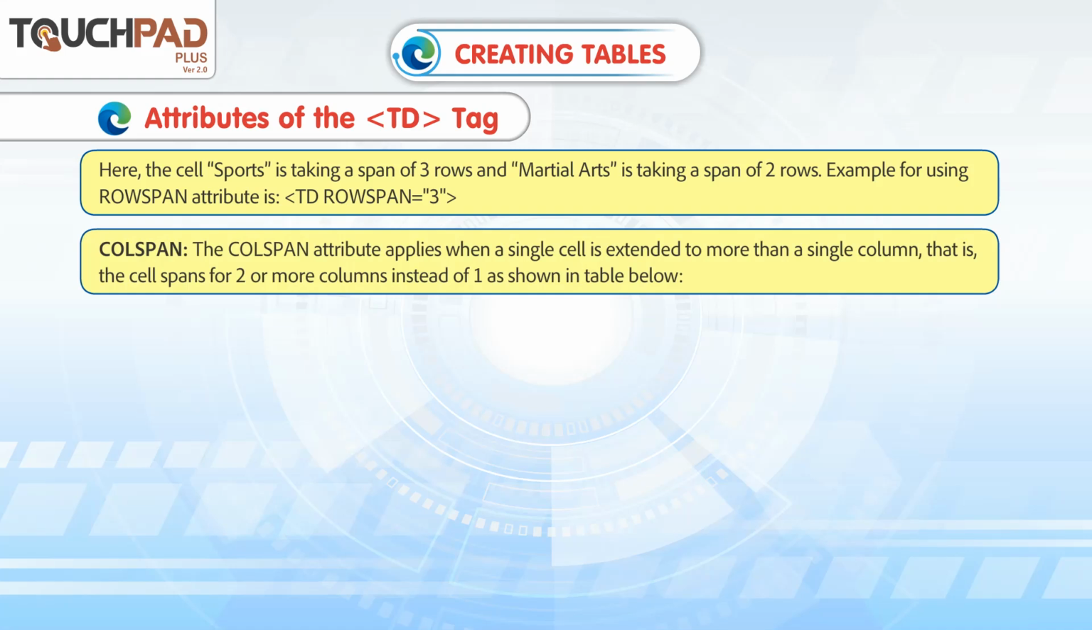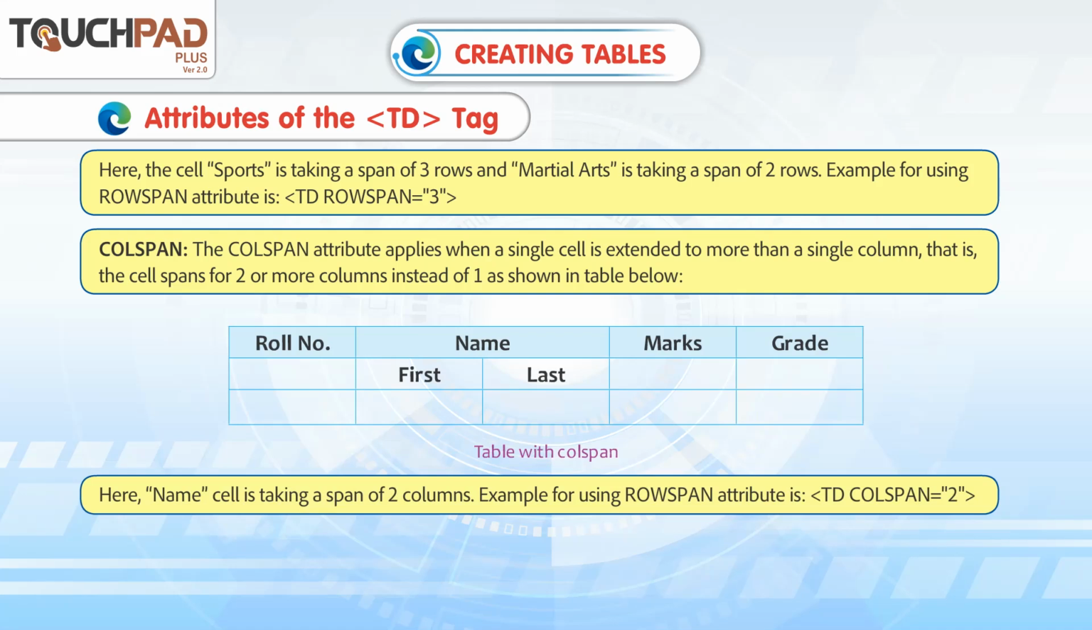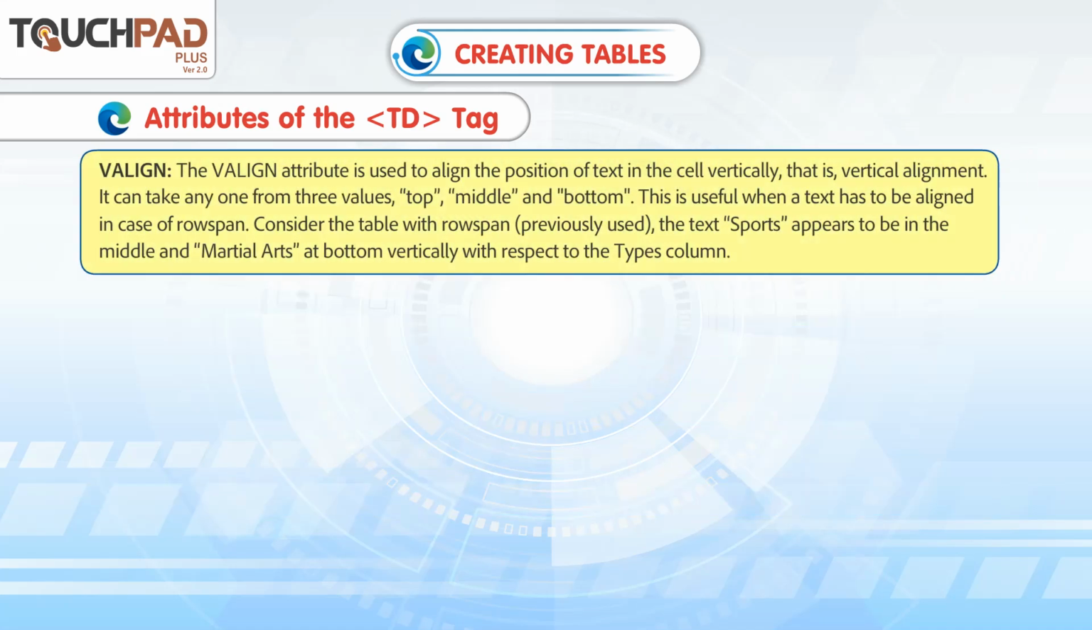Col span. The col span attribute applies when a single cell is extended to more than a single column. That is, the cell spans 2 or more columns instead of 1, as shown in the table below. Roll number, name, first, last, marks, grade. Here, the name cell is taking a span of 2 columns. Example for using the col span attribute is <td colspan="2">.